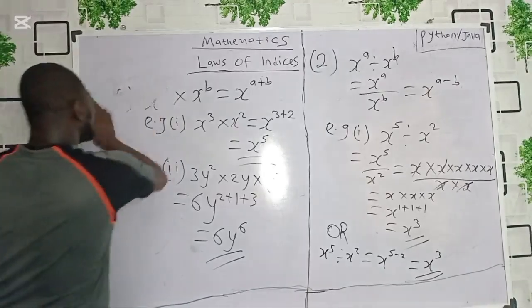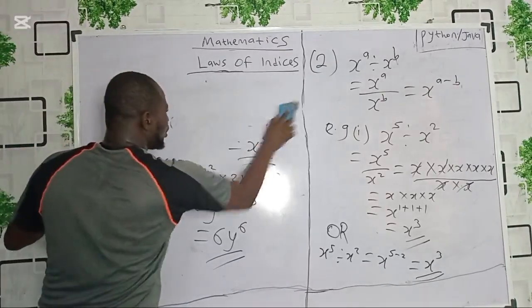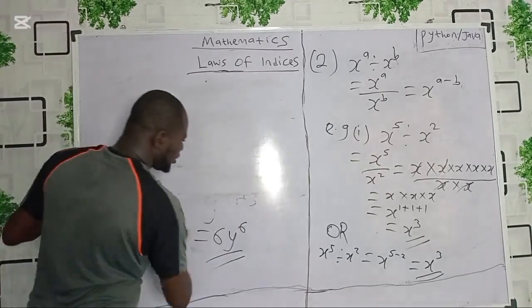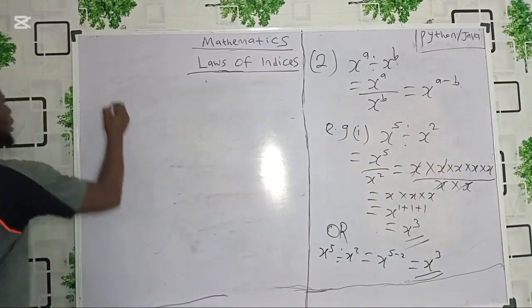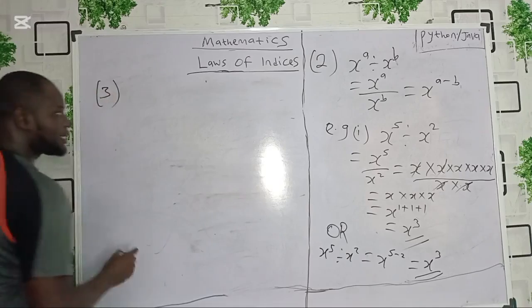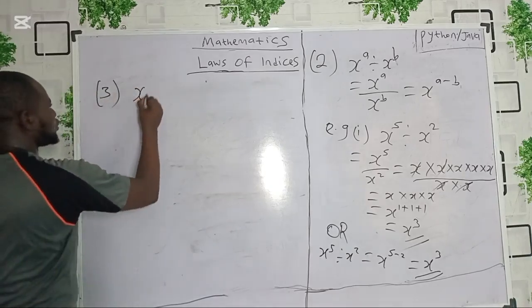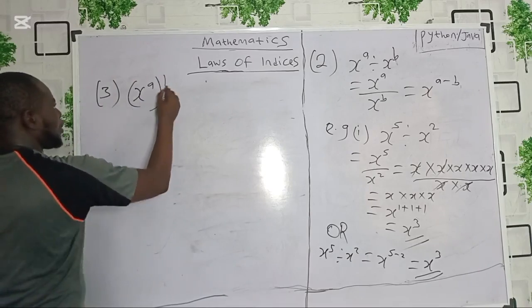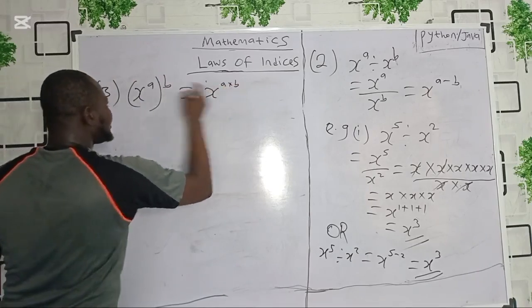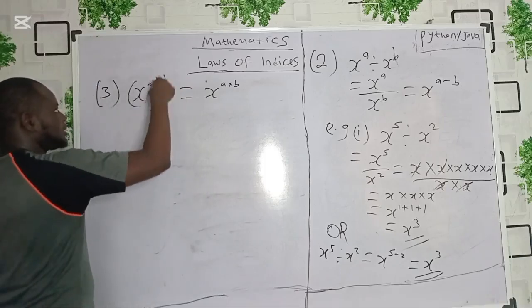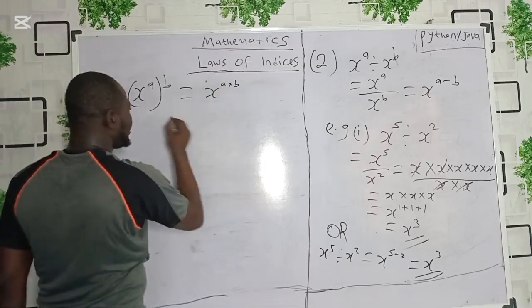Now let's go for the third law. Now, law 3. This one says that anytime we have something like x raised to the power of a raised to the power of b, the result will be x raised to the power of a times b. That is, this power into bracket this power. So it will now be a times b.